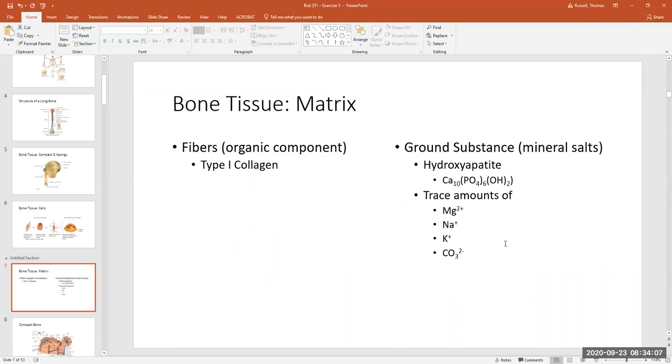So there's a hormone that can cause osteoclasts to basically release the calcium from our bone and put it in the blood when we need it, right? So these are the substances found in bony matrix.